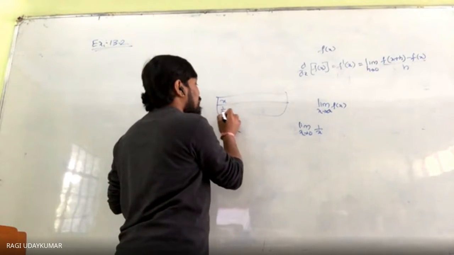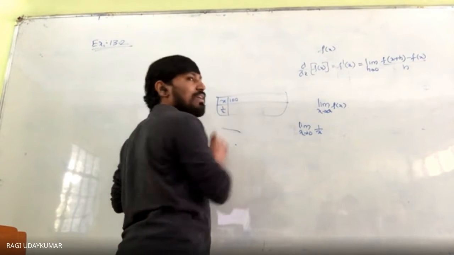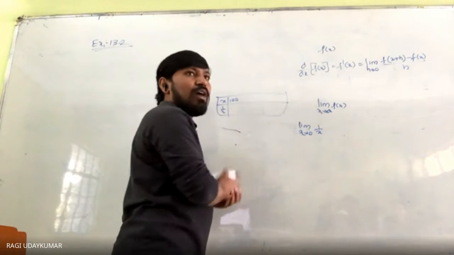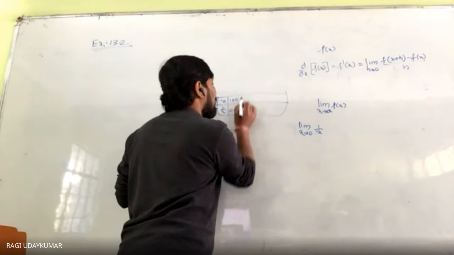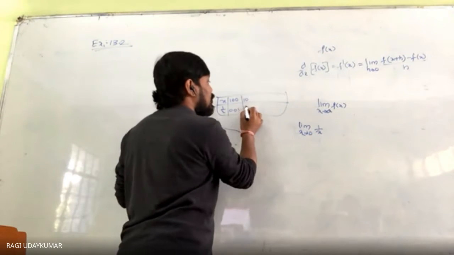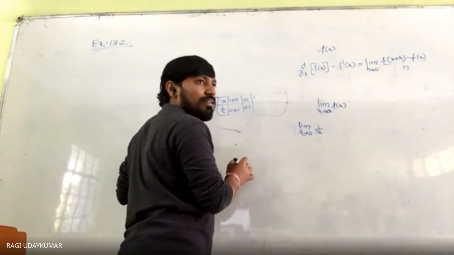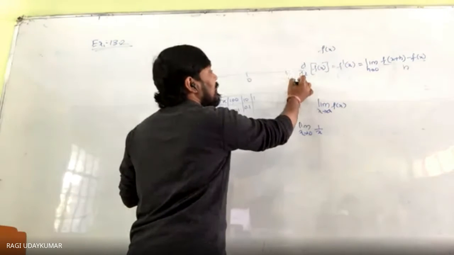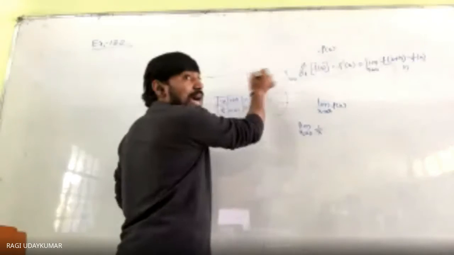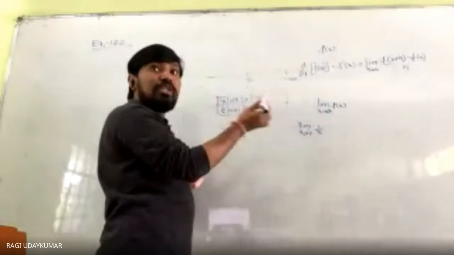First, what will the 1 by x value be? Suppose I am taking x as 100, what will 1 by x be? 1 by 100 is nothing but 0.01. If I take it as 10, this is 0.1. If I take it as 1, this is 1. I am coming down from 100 towards 0. I am approaching 0.